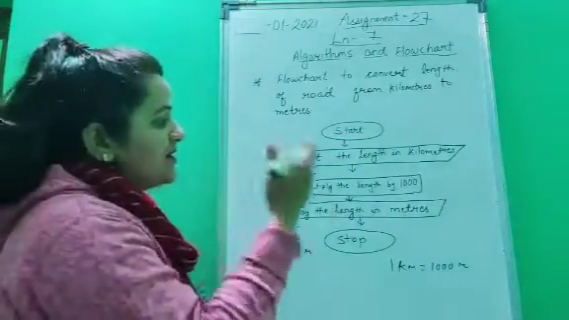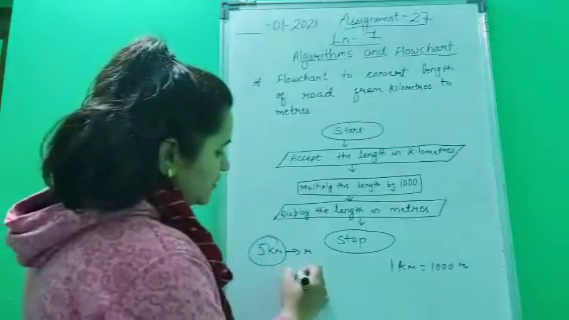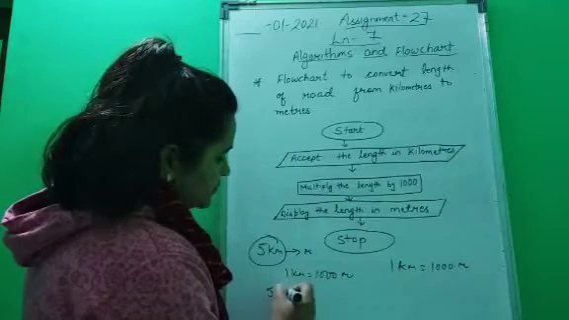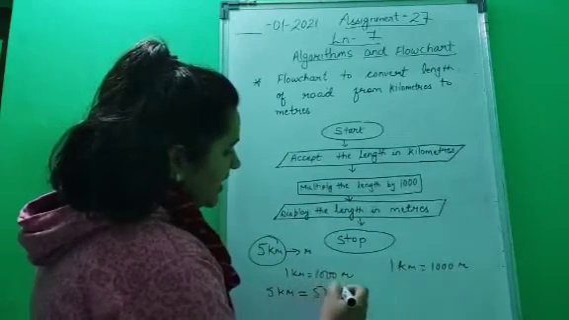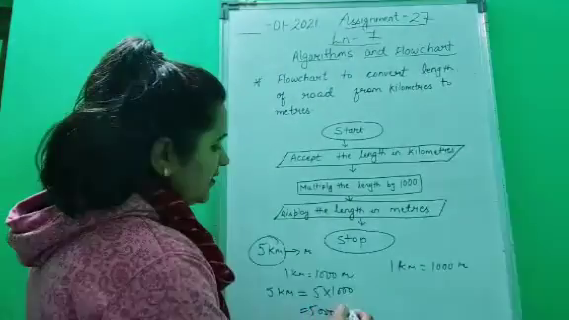Okay, now what should be the next step? The value is given to you. Now what would you do? You know that 1 kilometer is equal to 1000 meters. So 5 kilometers is equal to what? You will multiply 5 by 1000. Then it comes to 5000 meters.